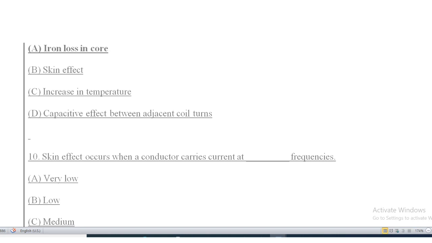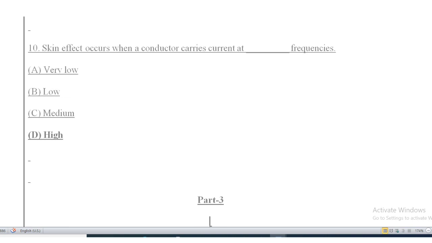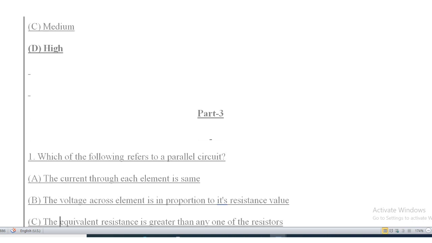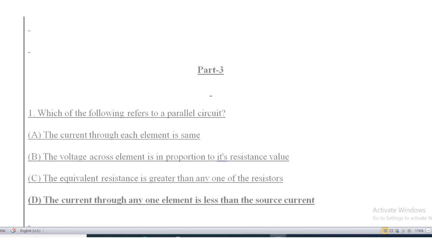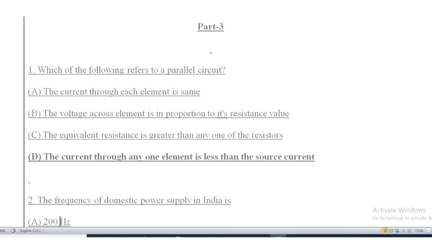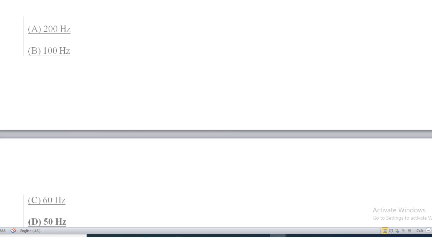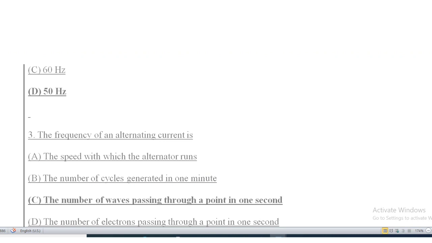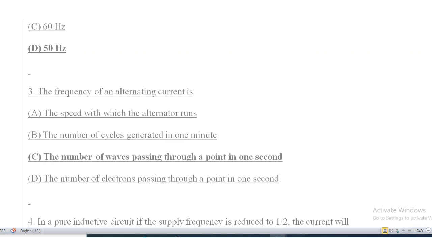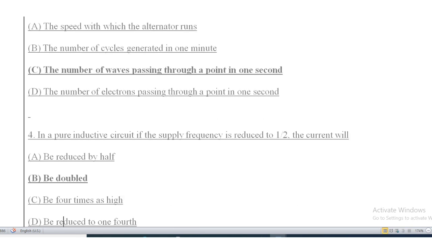The next question is skin effect occurs when conductor carries current at high frequencies. Part 3 is which of the following refers to a parallel circuit? The current through any one element is less than the source current. It refers to parallel circuit. Then the frequency of domestic power supply in India is 50 hertz. The frequency of an alternating current is the number of waves passing through a point in 1 second. In a pure inductive circuit, if the supply frequency is reduced to 1 by 2, the current will be double.